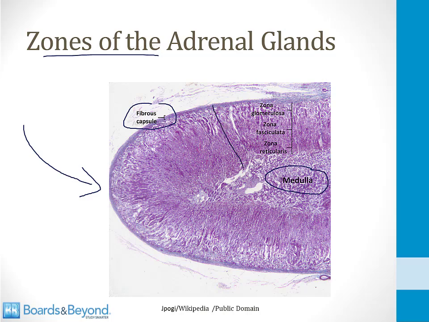This purple layer here is the cortex, and the cortex is divided into 3 zones, and each zone synthesizes a different class of hormones. The outermost zone is called the zona glomerulosa. It sits just below the fibrous capsule. The innermost zone is called the zona fasciculata, and then the zone right above the medulla is called the zona reticularis. And as we will see, each of these zones makes a different class of hormones. Many students like to remember their order by remembering the mnemonic GFR, with the G standing for glomerulosa, the F for fasciculata, and the R for reticularis.